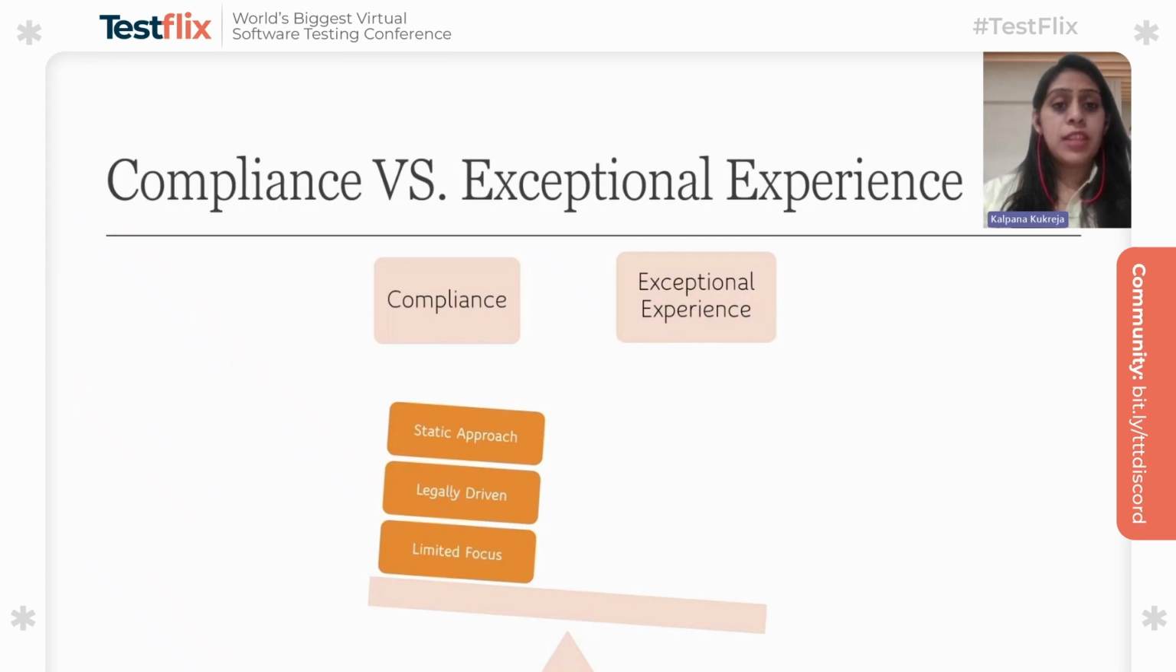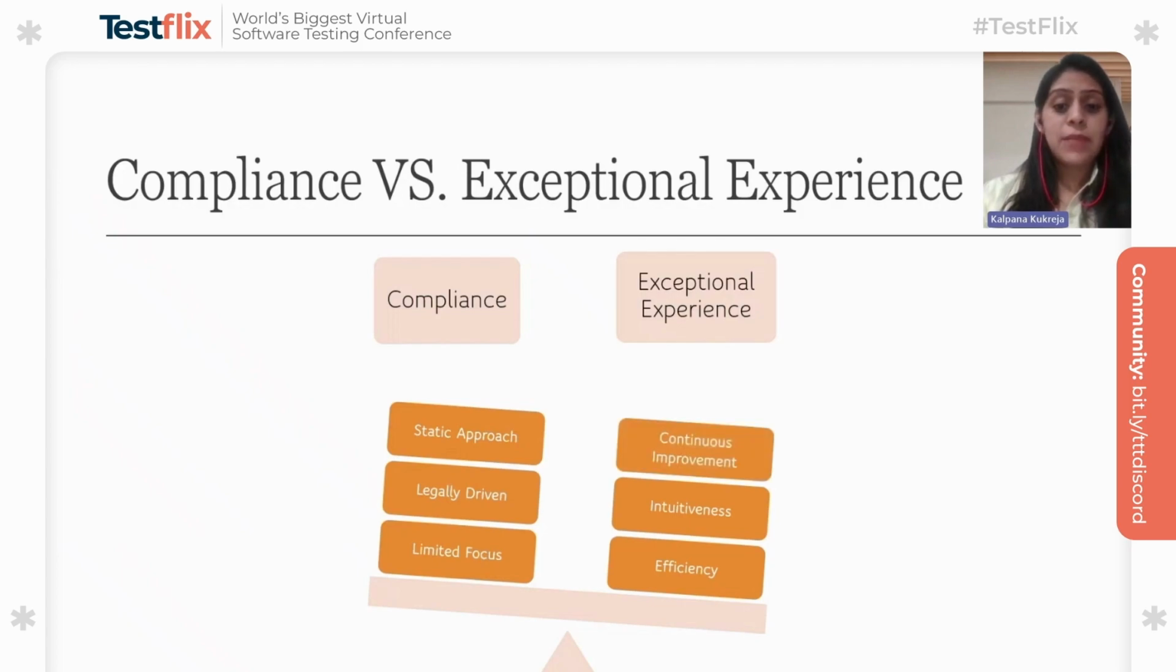But when we talk about exceptional experience, it gives you room for efficiency, so that users are able to efficiently navigate through your application. It gives an opportunity for intuitiveness. Intuitiveness is the ease of use, right? People are able to use your product, your application, very easily. Then there is continuous improvement. Continuous improvement is when you put your product out in the market and you receive some sort of user feedback, you go back, implement that feedback, and re-release another version of it, right?